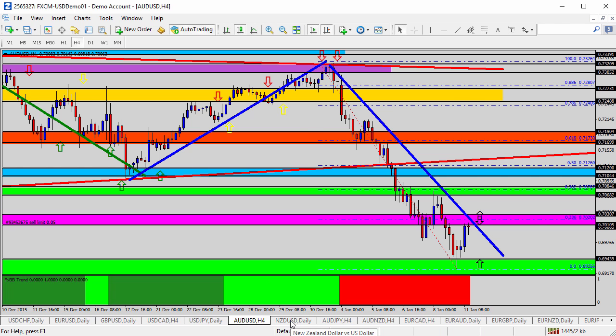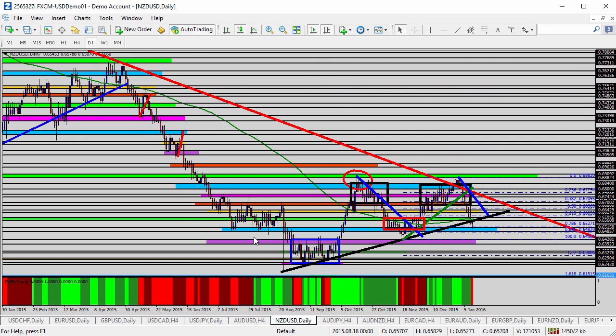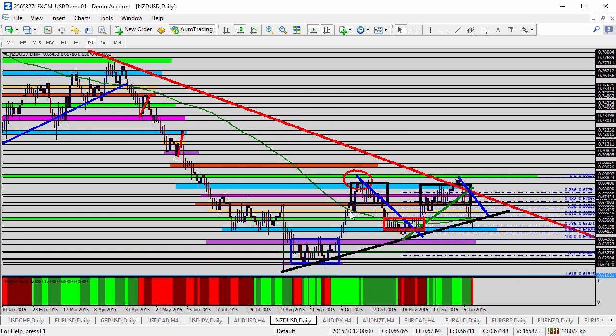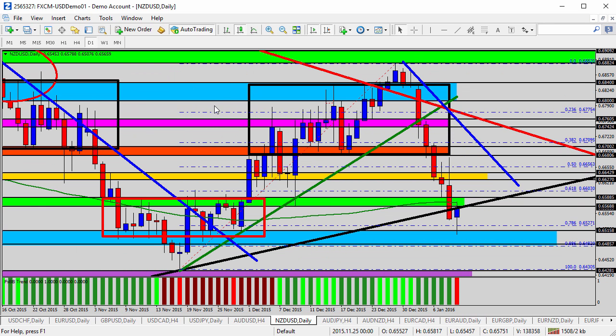One last look, a little bit of a bonus here for the New Zealand dollar. We also have, of course, the weekly time frame. We've been studying the long-term red trend line, the downtrend that we've been seeing here. On the daily time frame, we can see the market has been in a little bit of a rise along the black trend line. We see it going up, but we're challenging that today. Let's zoom in a couple of times here on the daily time frame. Take a look, there's that black rising trend line.